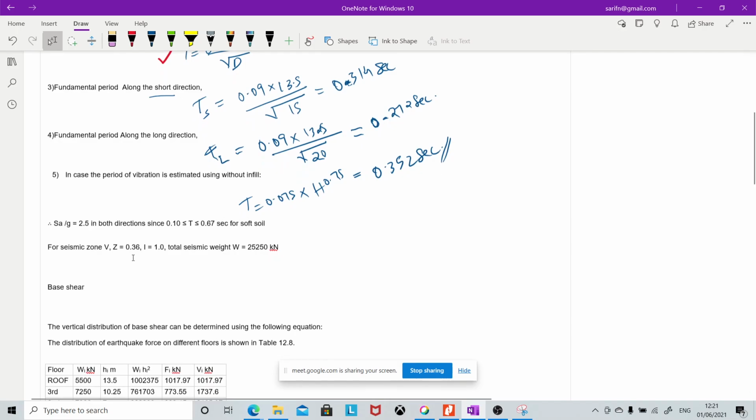Okay, so these are the different values. Zone factor, everything is given here. Now we have to calculate the base shear. So base shear VB is equal to alpha H multiplied by W.